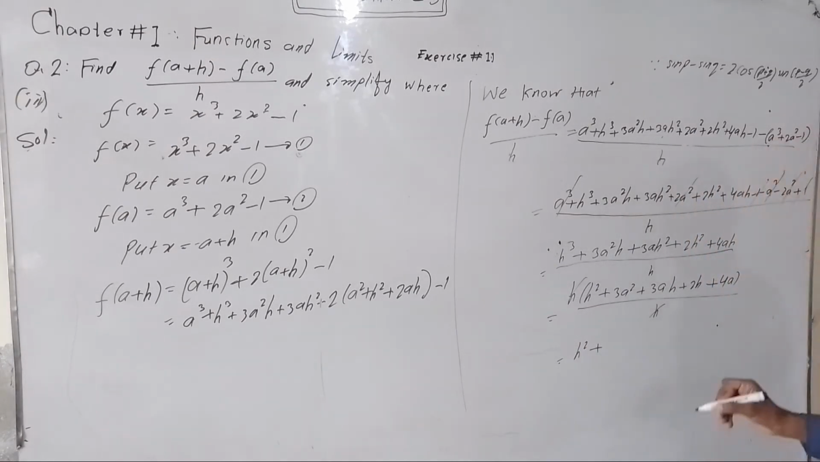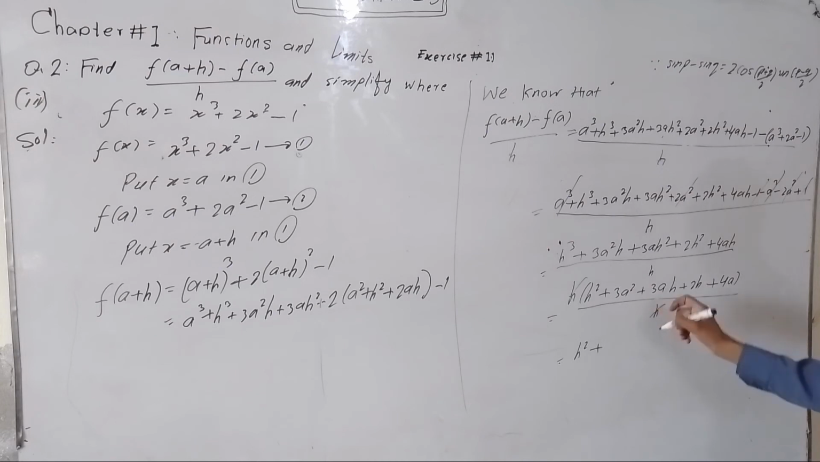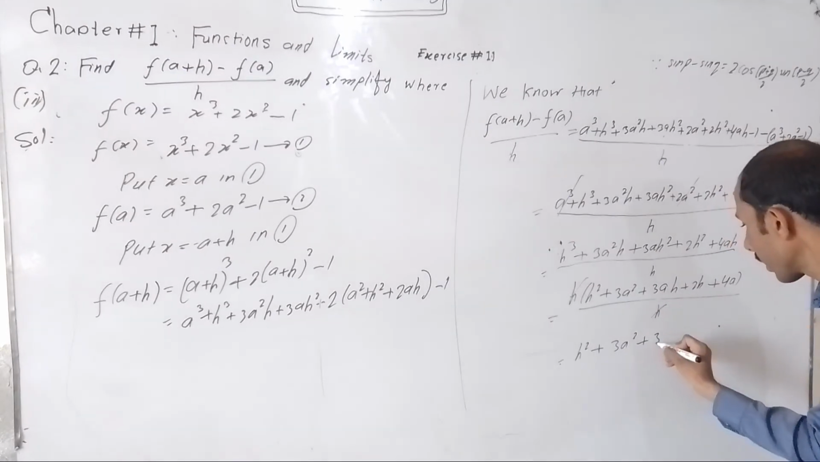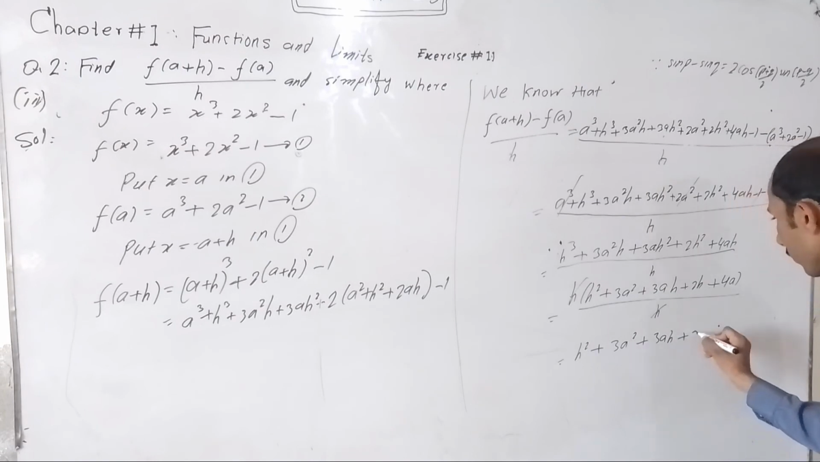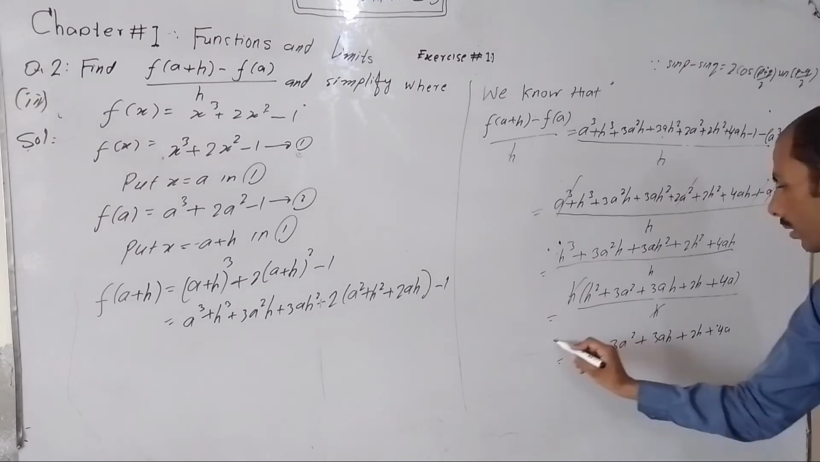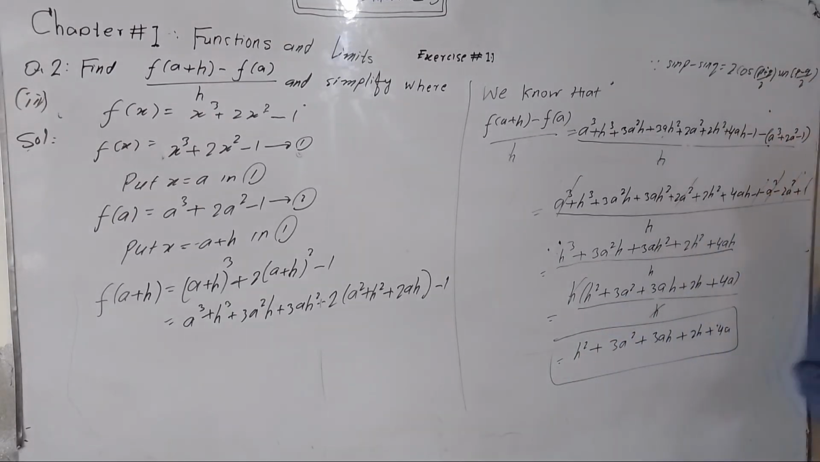plus 3a square plus 3ah plus 2h plus 4a, which is the required solution. Next, question number 2, part number 4.